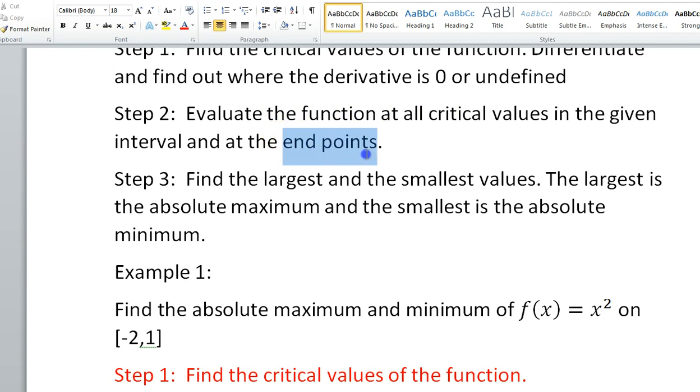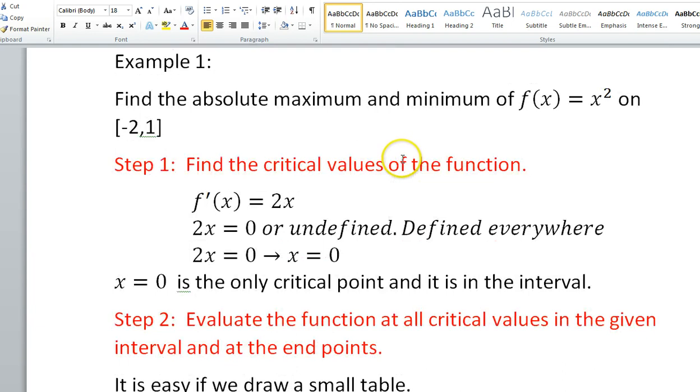Why do we take the endpoints? Because the absolute max and minimum can occur at the endpoints too. To put them all together, we evaluate the function at each of those points: the critical points and the endpoints. Once we have all those function values, we take the largest and the smallest. Simple. The largest is the absolute maximum, the smallest is the absolute minimum.